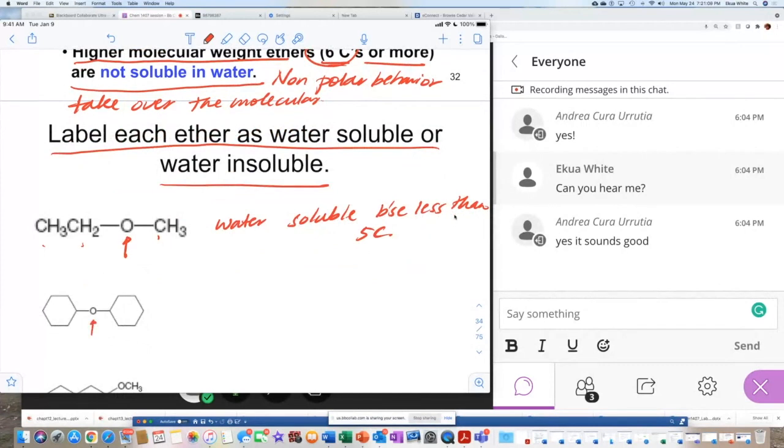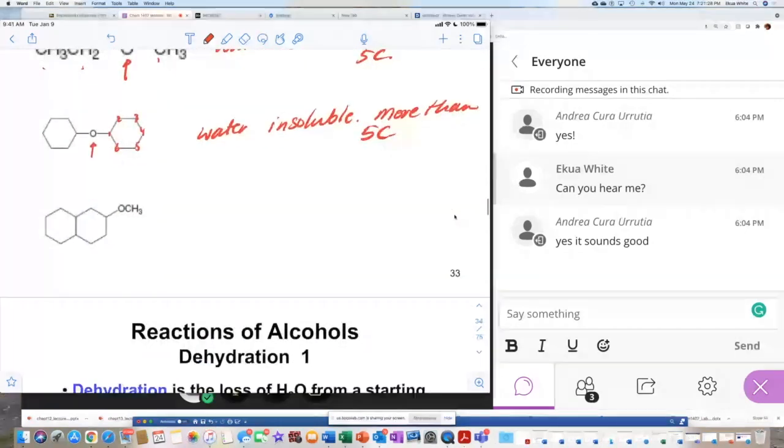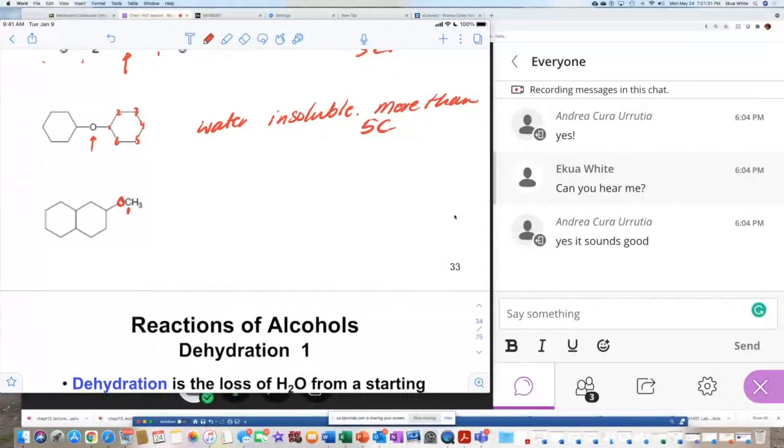Next, 1 oxygen. How many carbons? 1, 2, 3, 4, 5, 6. Once I get to 5, I stop counting. What's the point? Water insoluble. We have too many carbons. More than 5 carbons. Okay. What about this one here? There's our ether. 1, 2, 3, 4, 5. You ask me why am I counting, just because. Okay. Water insoluble. I mean, I started it, so why stop, right? Same thing here. More than 5 carbons.